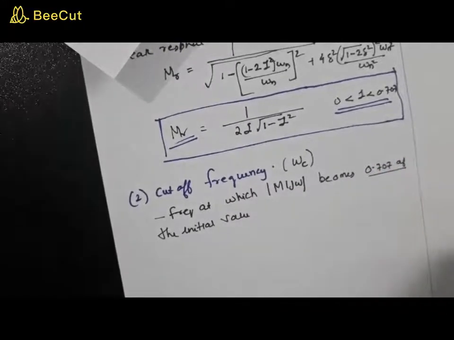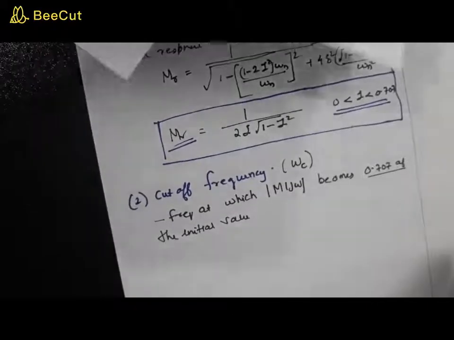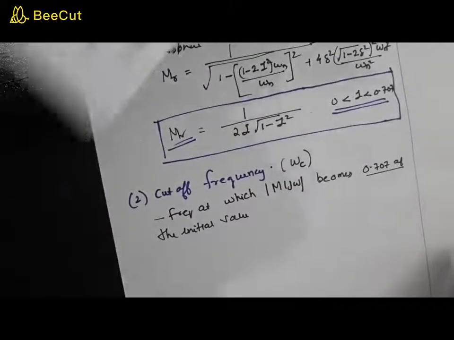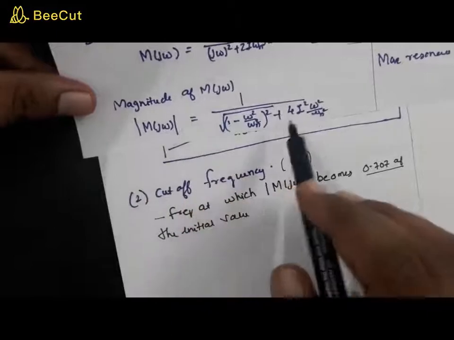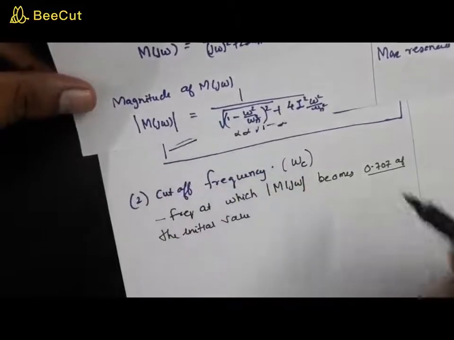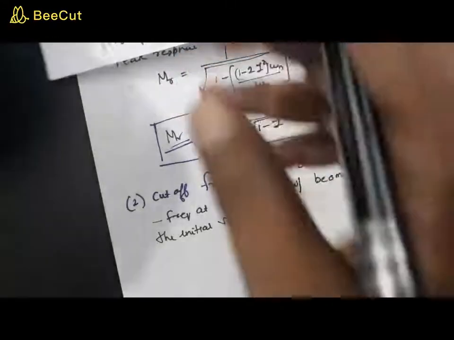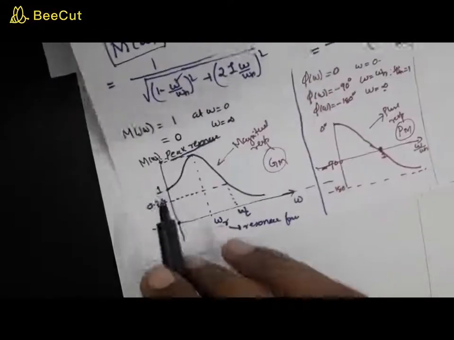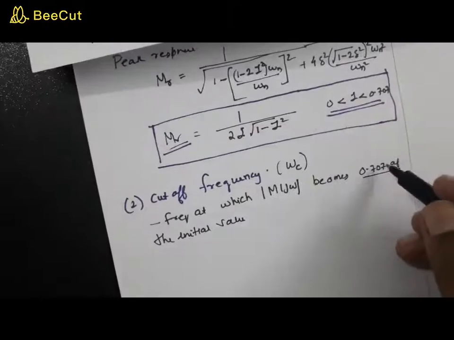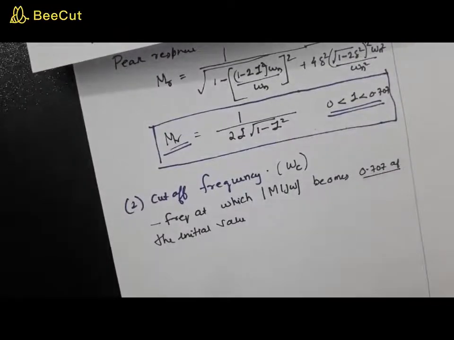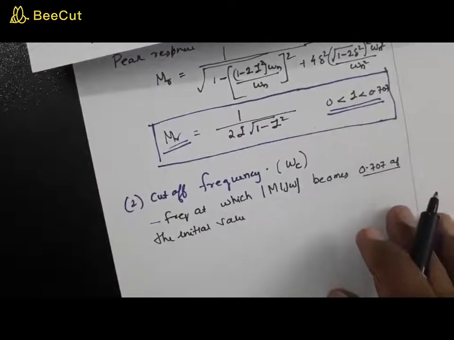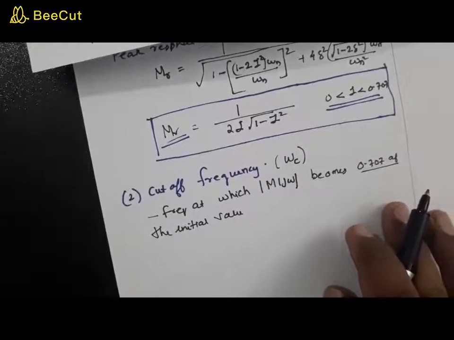Now how to find out this omega c? I will just explain. So this is the magnitude, right? Now this magnitude must be equal to 0.707 of the initial value. What was the initial value? The initial value was 1. So that means 0.707 of the initial value is equal to 0.707, and equating that you will get this.